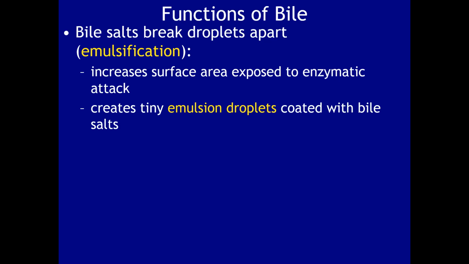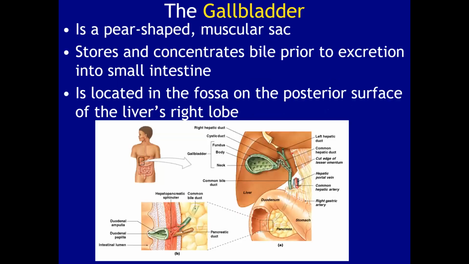Well, that doesn't happen in your gut. So you have to have some additional assistance with this. And it's because of bile salts that you can have this emulsification where you're breaking up the big droplets into smaller droplets. So if you think about where bile is stored, it's in your gallbladder. And this is the place where you keep the bile that is going to help you break down fat.